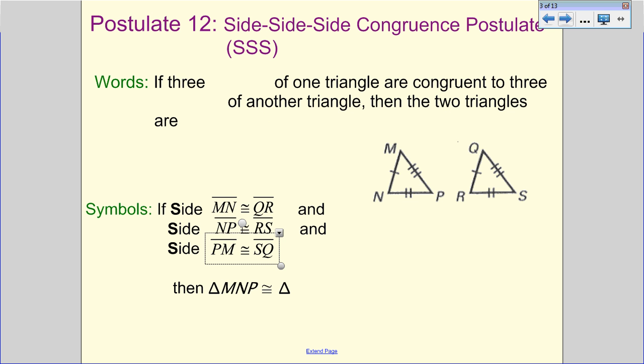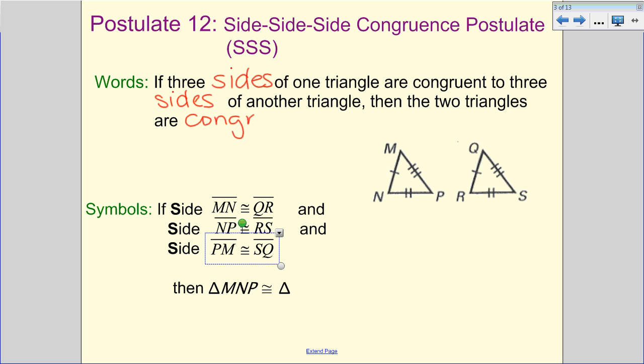All right, so our first thing is Postulate 12, the side, side, side congruence postulate. What that says is that if three sides of one triangle are congruent to three sides of another triangle, then the two triangles are congruent. So let's take a look at what they mean by that, where the side, side, side comes from.